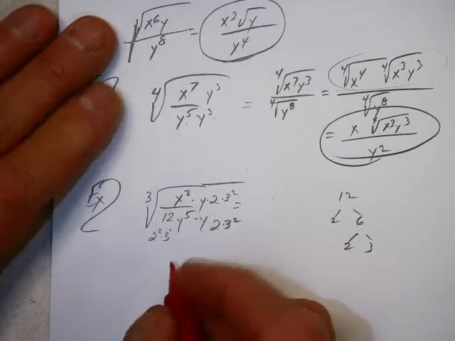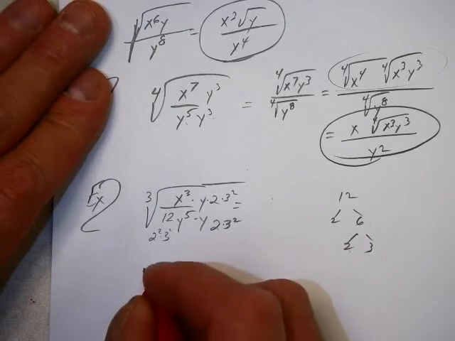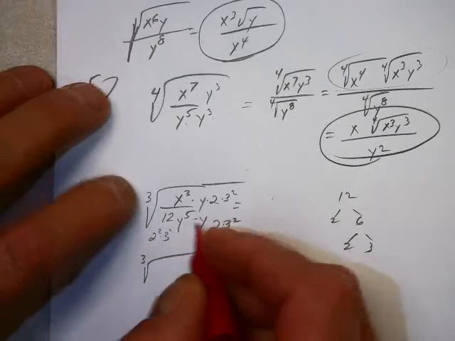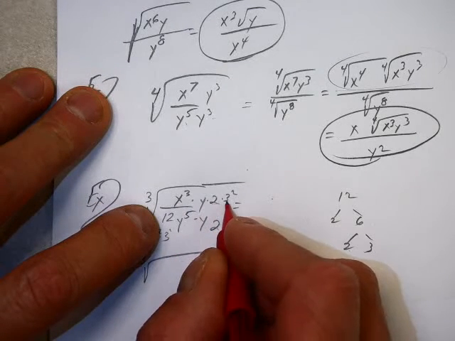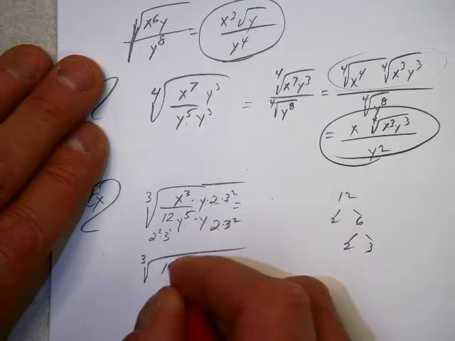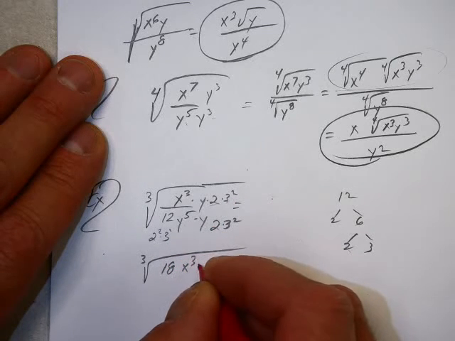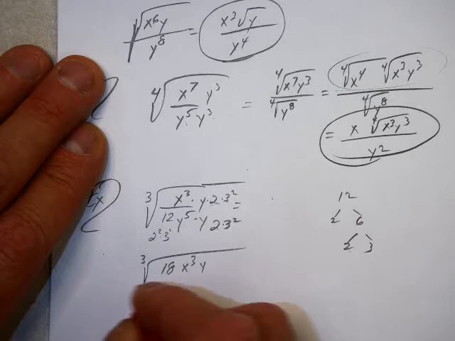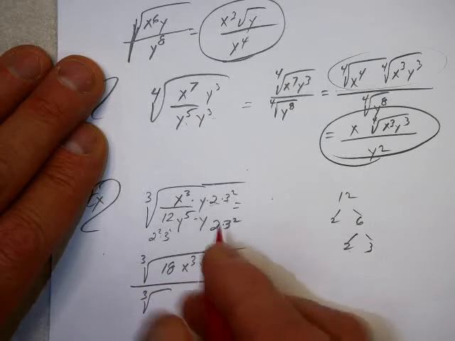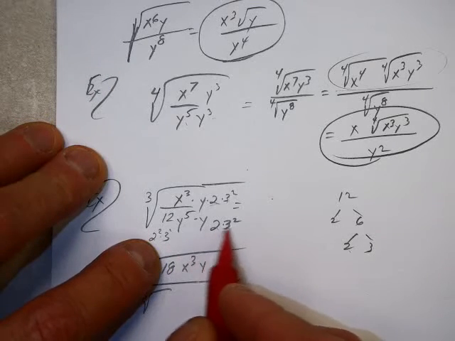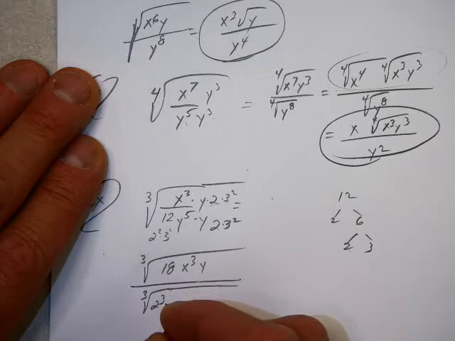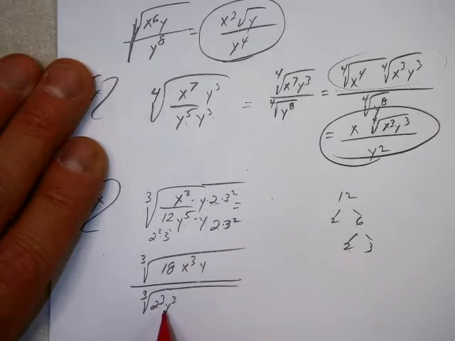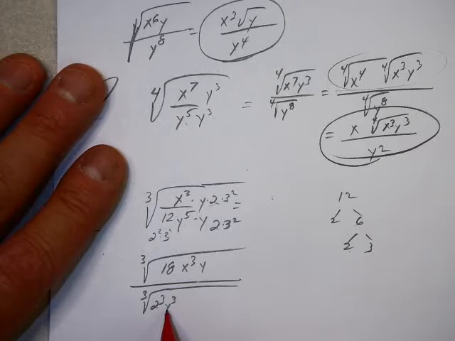Anyway, so now let's simplify this, just so I'm staying all right here. So I'm going to go ahead and multiply this together. 2 and 3 squared gives me 18. X to the third, Y. In the bottom, I've got the cube root of, well, you know what? I'm not worried about multiplying this all out. Let's just leave it. 2 to the third, y to the third. That looks good. I got groups of 3.